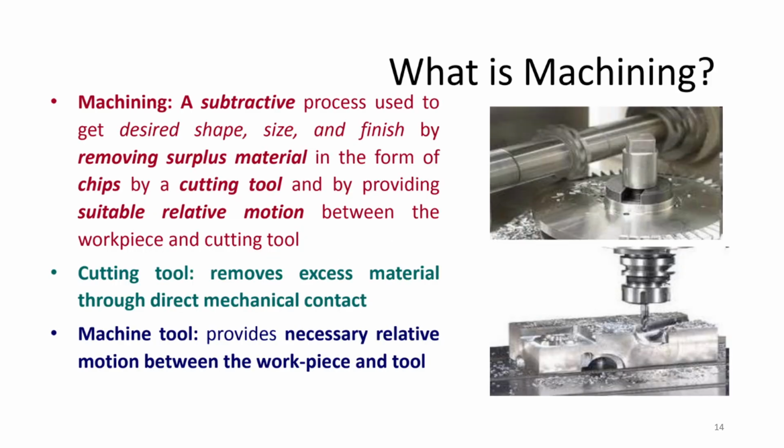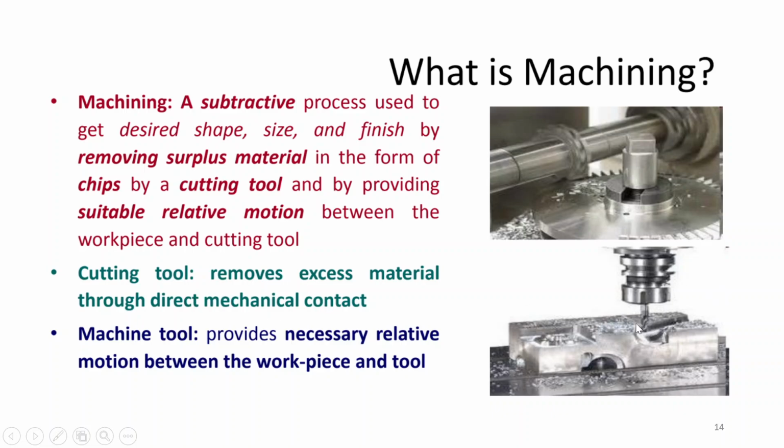Okay, so firstly, what is machining? Machining can be defined as the subtractive process used to get desired shape, size and finish by removing surplus material in the form of chips by a cutting tool and by providing suitable relative motion between the workpiece and cutting tool. Cutting tool is the one that removes excess material through direct mechanical contact.